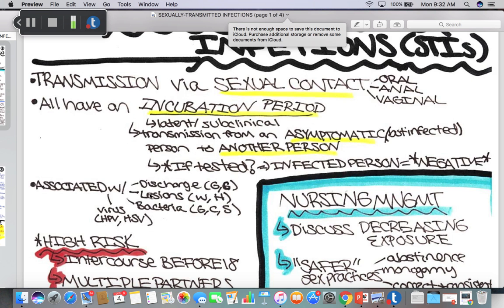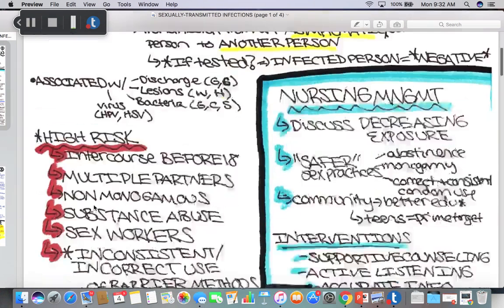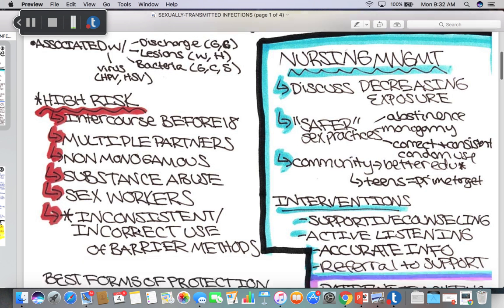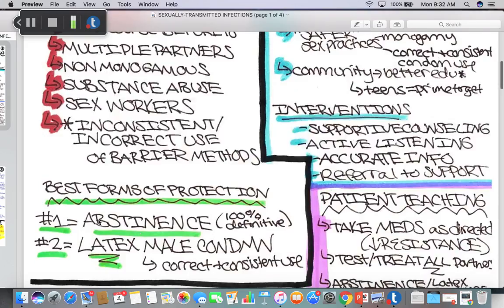STIs can be associated with discharge, lesions, bacteria, or viruses. People at high risk for STIs include people who had intercourse before the age of 18, have multiple partners in a non-monogamous relationship, substance abuse, sex workers, and the most common one is inconsistent and incorrect use of barrier methods. So the best form of protection, number one, is abstinence. This is the only 100% definitive way to prevent STIs. The second one is a latex male condom, and patients need to do correct and consistent use.